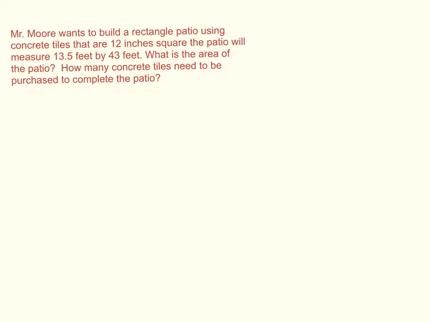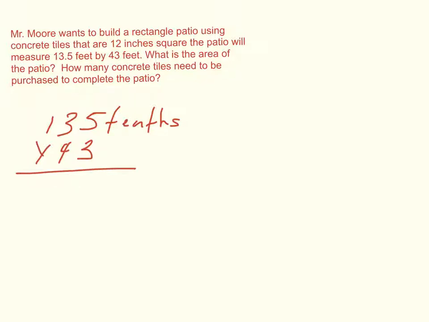We're going to slide Mr. Moore up in the corner, and we're going to say that that's 135 tenths times 43. The smaller number goes on the bottom, and then we're going to multiply. 3 times 5 is 15. There's the 1 in the tens place. 3 times 30 is 90, plus 1 more 10 is 100. 3 times 100 is 300, plus 1 more 100 is 400.